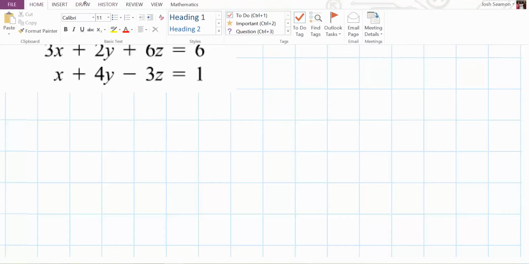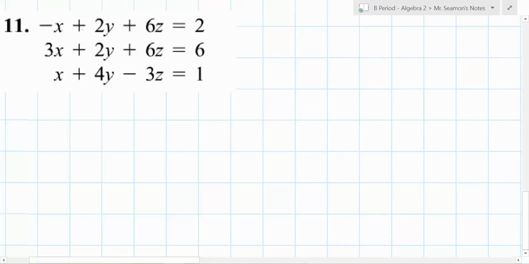Isolate one variable. Does it theoretically matter which one you isolate? No, but is there generally one that might be the easiest one to isolate? Which x in which line? X in the third, yeah. So we like to isolate this one. So x is going to be 1 minus 4y plus what? 3z, exactly. So that's the first step: isolate one. Try to pick the one that looks like it's going to be nicest.